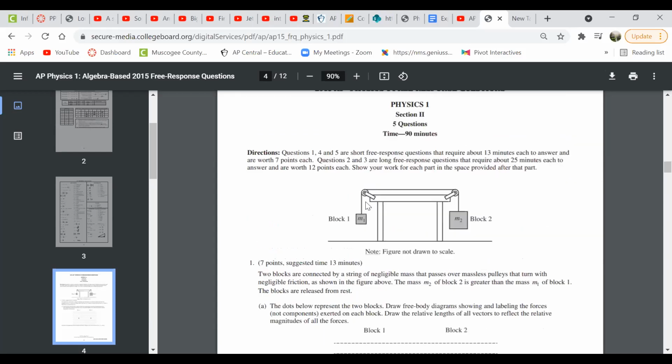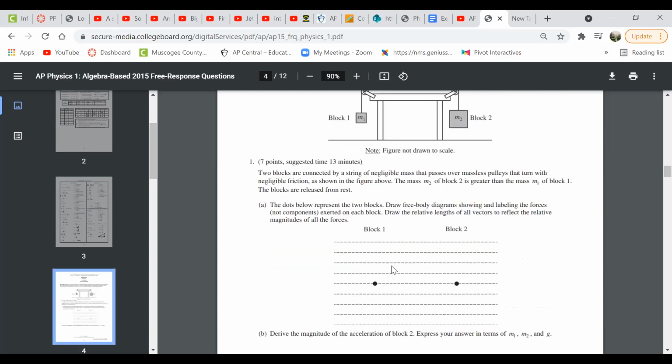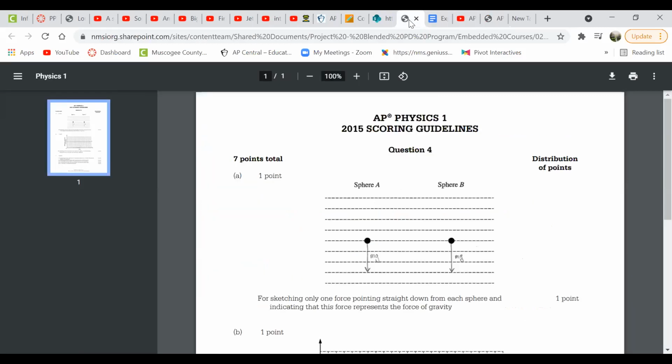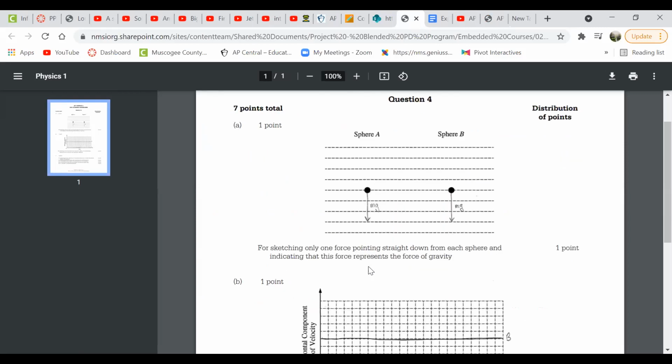What do you know about tension? It's an internal force that cancels itself out. So you're generally showing net external forces when you're drawing free body diagrams. If we go back to the answer here, what do we notice? Mg, Mg. You would get 1 point for sketching only one force pointing straight down from each sphere and indicating that the force is represented by the force of gravity. It did mention that the magnitude was important, but they did not give any additional points or take any points away for it not being.